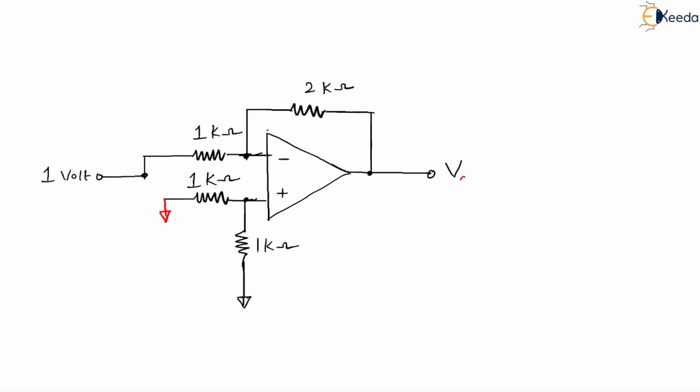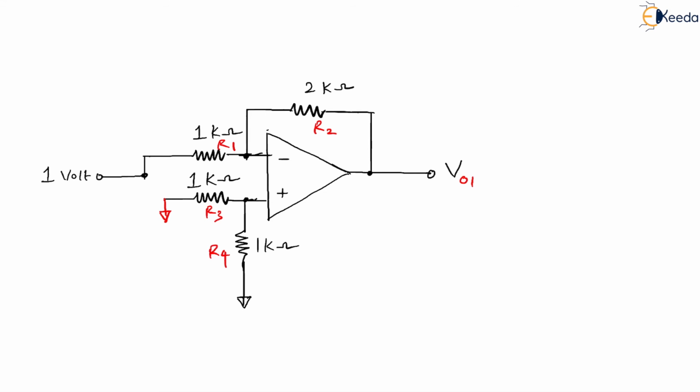In that case, let me assume my output voltage to be V01. So this V01 indicates the output voltage only due to the inverting terminal being supplied, where the non-inverting terminal is completely grounded. Let me name these resistors: this is R2, let me assume this is R1, this is R3, and this is R4.